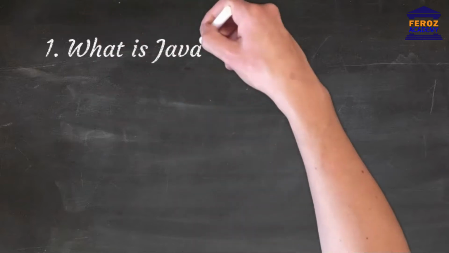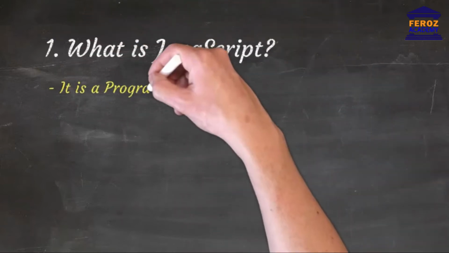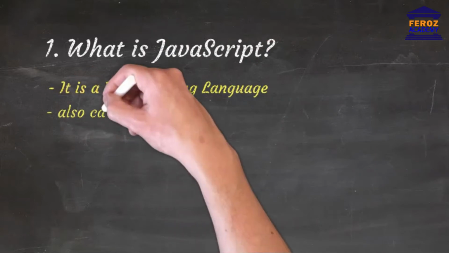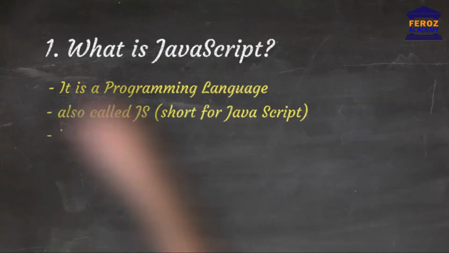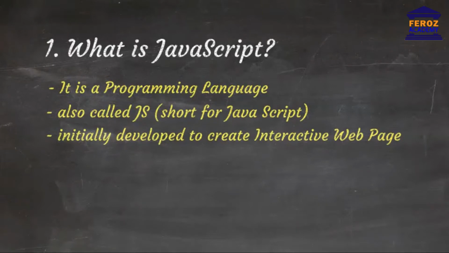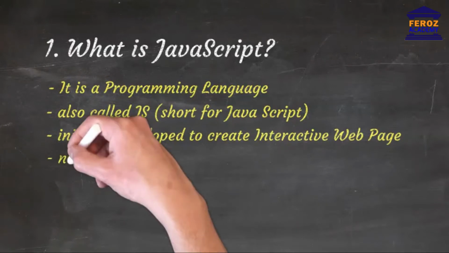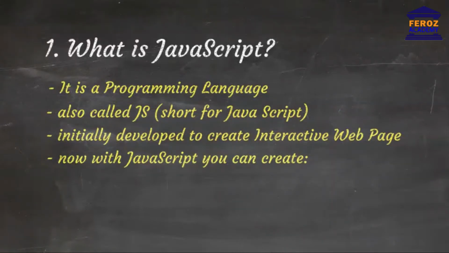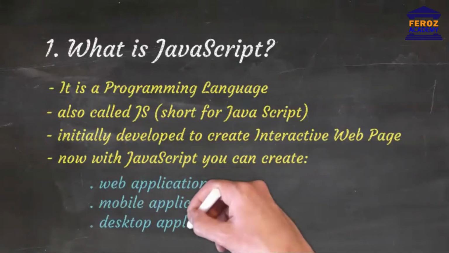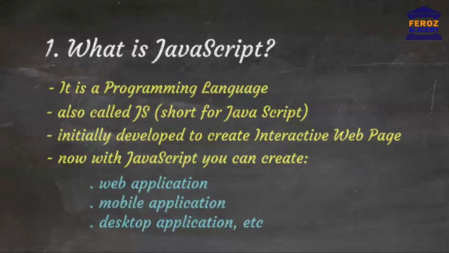What is JavaScript? The simplest answer is, it is a programming language, also called JS. It was initially developed to create interactive web page, but with the passage of time, you can do a lot more things with JavaScript now, like creating web application, mobile application, and even desktop application.